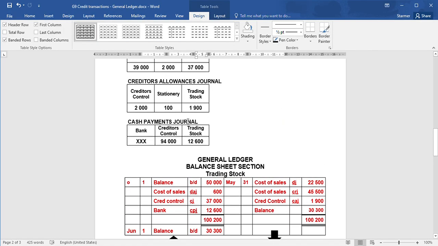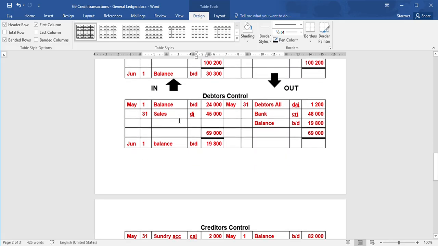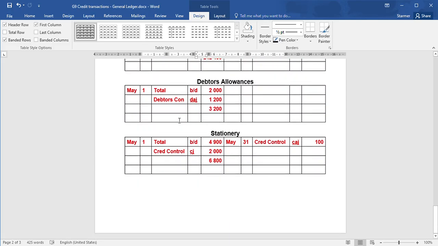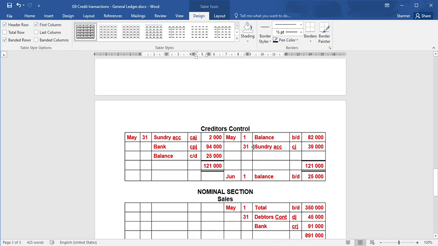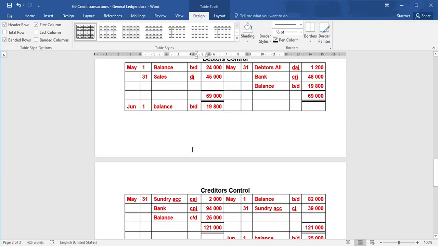Then we also return stationery, so stationery needs to decrease. So on the minus side of stationery, your other account that changed here, your contra account, is creditors control. And then in the creditors control account, we have returned stuff now, which is going to decrease what we owe. We cannot fit in everything that we returned, so we write sundry accounts. This shows me I owe less, so it's on the minus side, because I've returned a variety of different items.